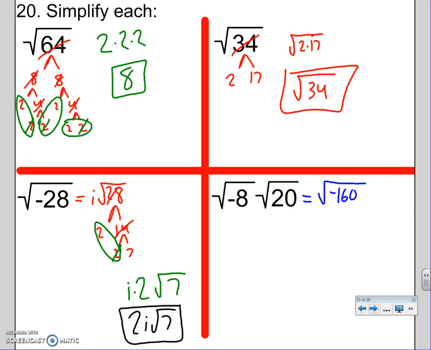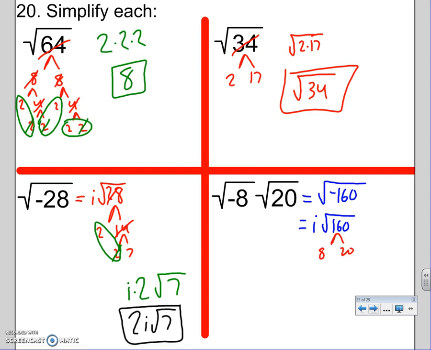Alright, make it one single square root, then I'll break it down into the tree branch method. So I use one they gave me. Before I even do that, let's take out the i. So this turns into i times the square root of positive 160. Now 160, we know it's 8 times 20.